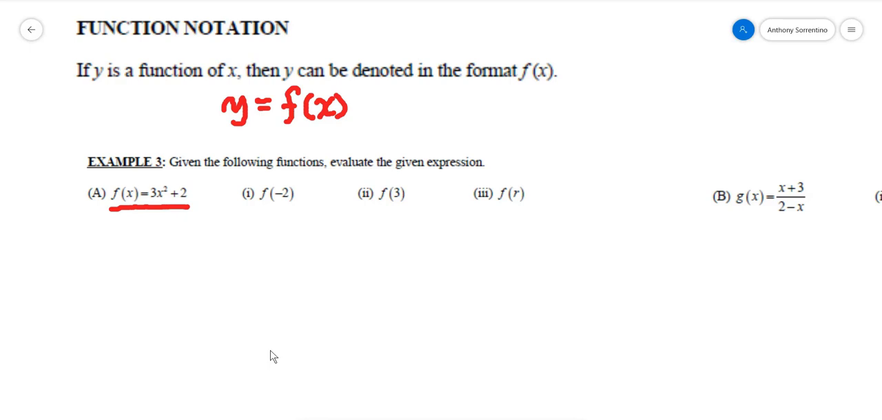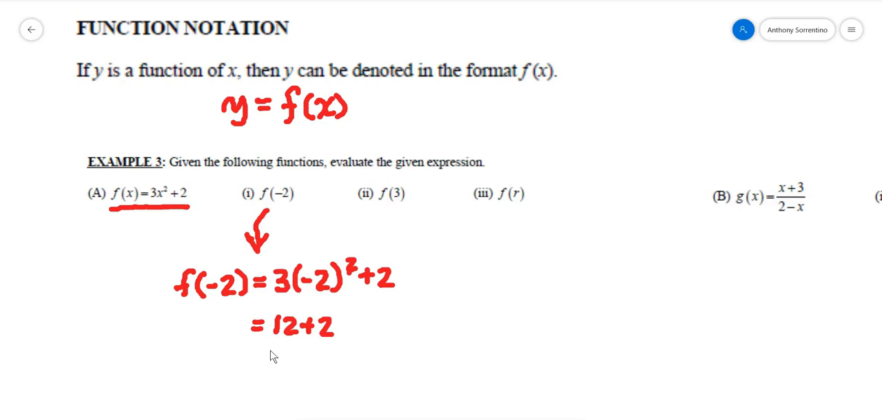So for instance, if I wanted to do f of negative 2, that's going to equal 3 times negative 2 squared plus 2. Negative 2 squared is 4. 3 times 4 is 12. Plus 2 is 14. So f of negative 2 is 14.